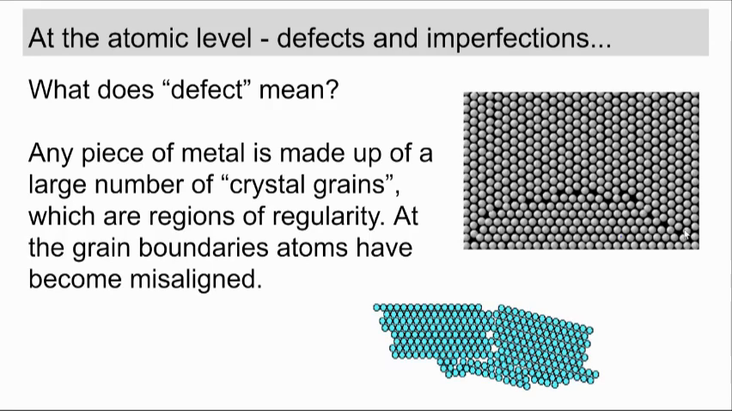So again, if we look at the second image below, we can see these regions of extreme regularity, and then we can see these defects or areas right along the boundary of a grain where atoms are not in their correct position and are misaligned.